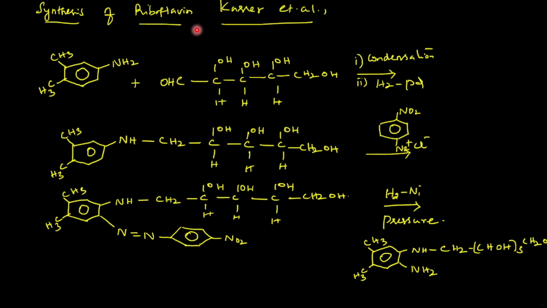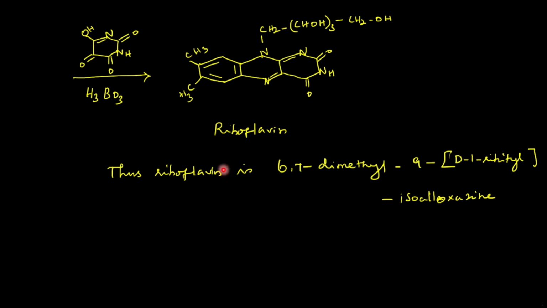The synthesis of riboflavin by Karrer et al. This dimethyl aniline treated with ribose on condensation and followed by reduction yields this compound. This on treatment with diazotized nitrobenzene yields this compound. This is reduced with Raney nickel under pressure and yields this compound. This on condensation with alloxan in the presence of boric acid yields riboflavin. Thus, riboflavin is 6,7-dimethyl-9-D-1-ribityl isoalloxazine.